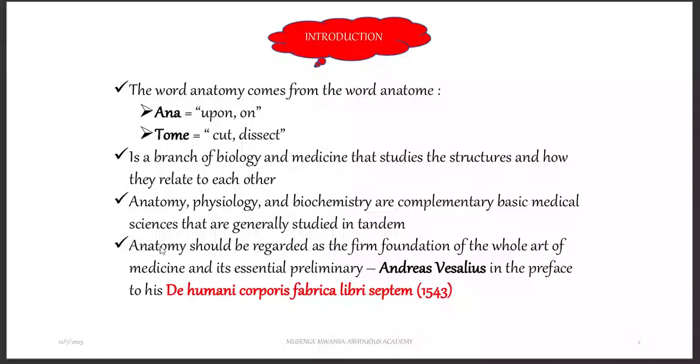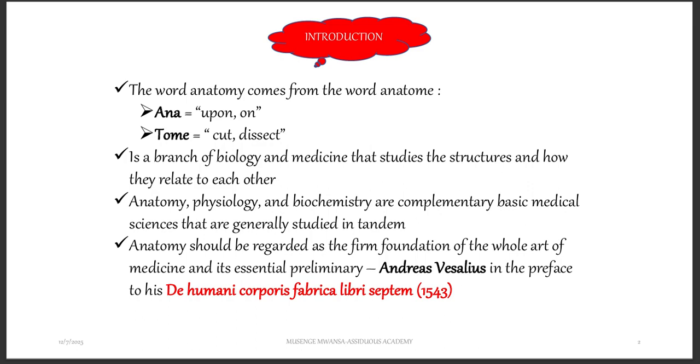All right. So anatomy, the introduction. The word anatomy comes from the word anatom, which has two parts, ana and tom. Ana means upon. Please, we're not talking about Anna, your best friend, all right? That Anna, your best friend, you put double N and then H at the end. So don't say upon or on, calling your friend like that. And then tom means to cut. So basically, anatomy means to cut upon. Okay, cut upon.